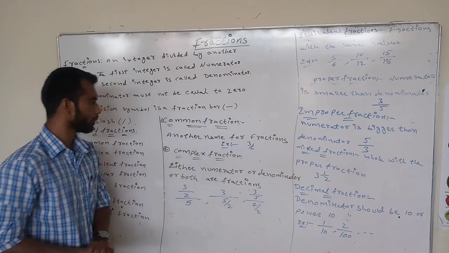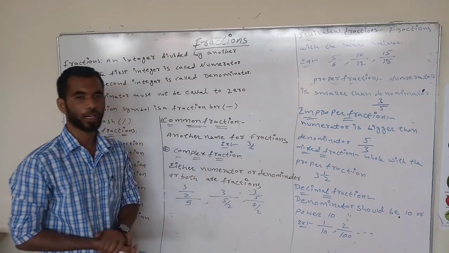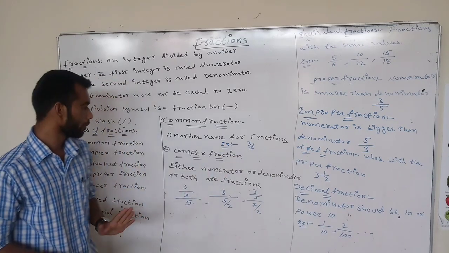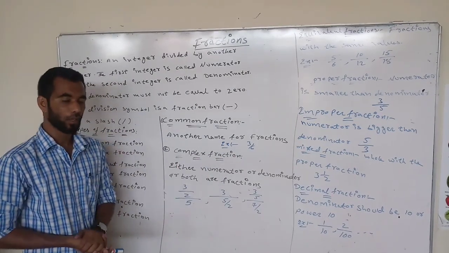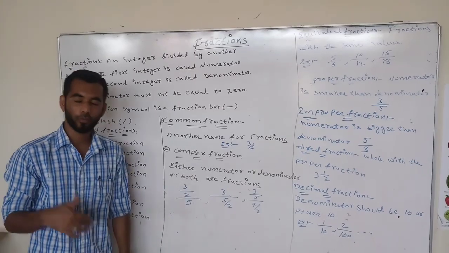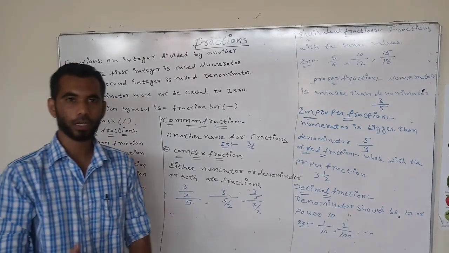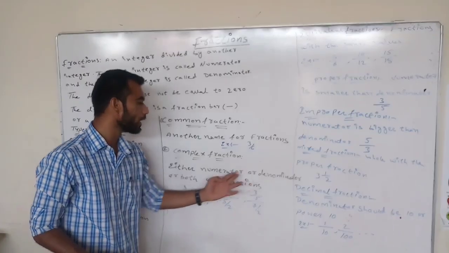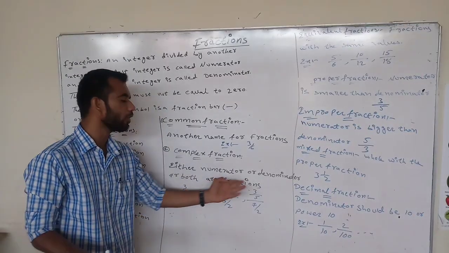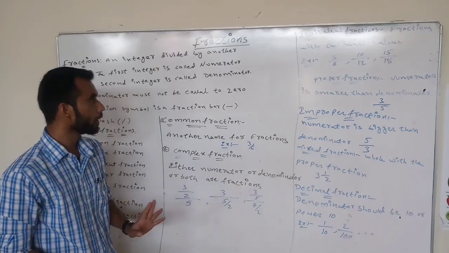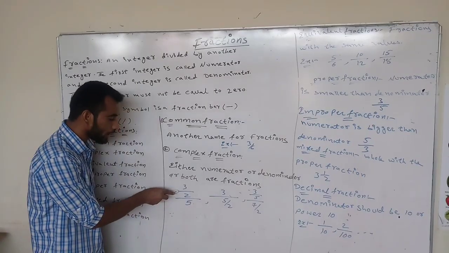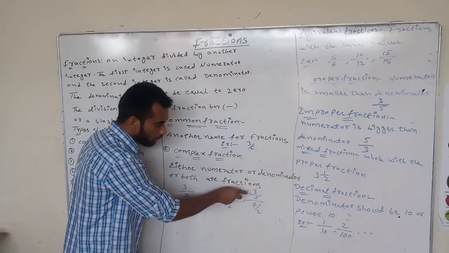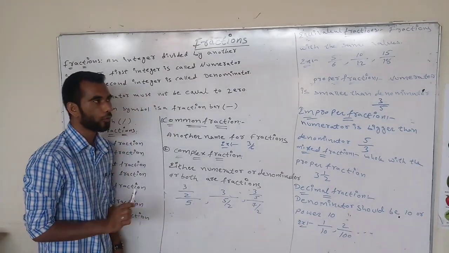Common fraction. Another name for the fraction. That is, for example, 3 by 6. Complex fraction. A fraction which is forming a further fraction either in the numerator or in the denominator or in both. Or another definition, either the numerator or the denominator or both are fractions. Example. Now see here, the numerator is forming a fraction, the denominator is forming a fraction, and the numerator and denominator are both forming fractions.